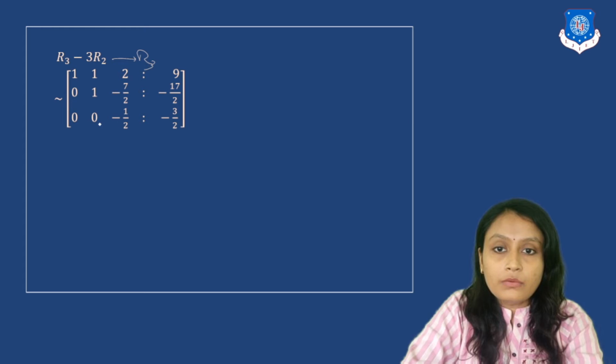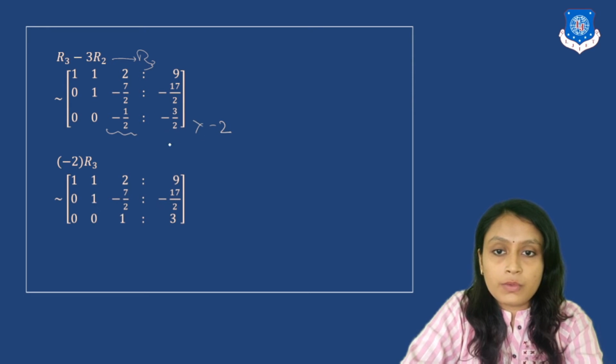Now the next step is to make 1 over here. So we will multiply by minus 2, that is minus 2 R3. You will get the first and second rows remaining as they are, and here we have 0 0 1 and 3. Now this is our row echelon form. Here we have the leading 1 and 0 below the leading 1.